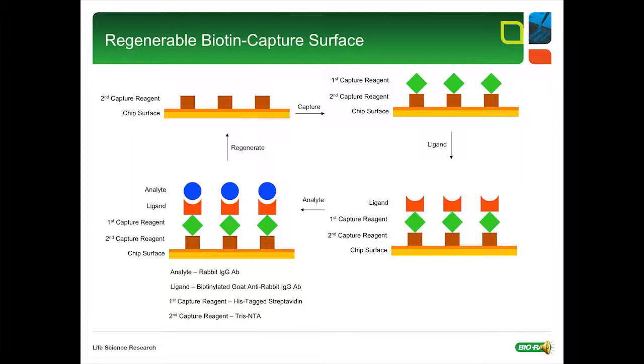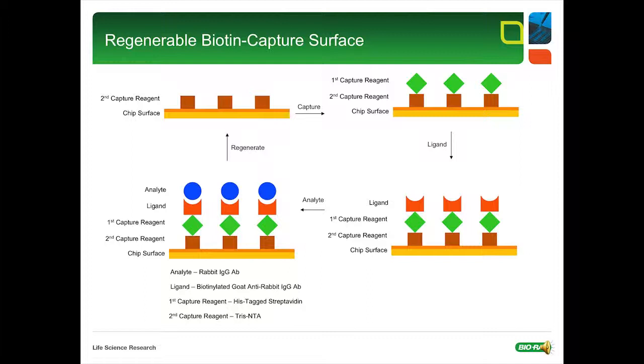So in this case, as I illustrated in this graph, these tris-NTA groups, we call them the secondary capture reagent. And we use his-tag streptavidin as the primary capture reagent. So we first capture the his-tagged streptavidin molecules by the tris-NTA groups on the sensor chip surface. And then we use the his-tagged streptavidin to capture the biotin-related ligand for interaction analysis with the analytes.